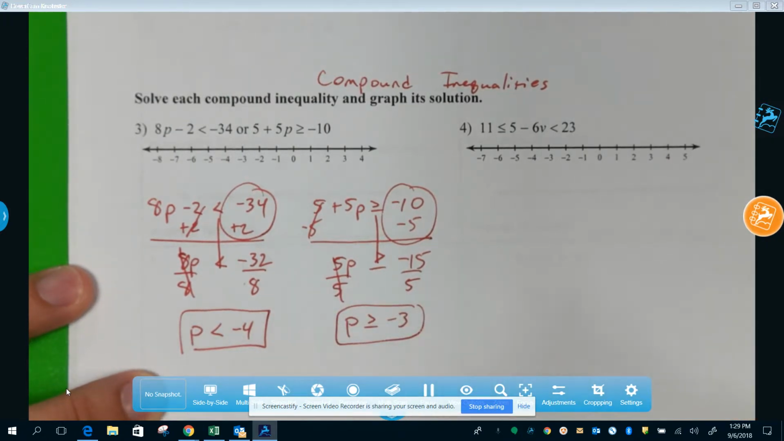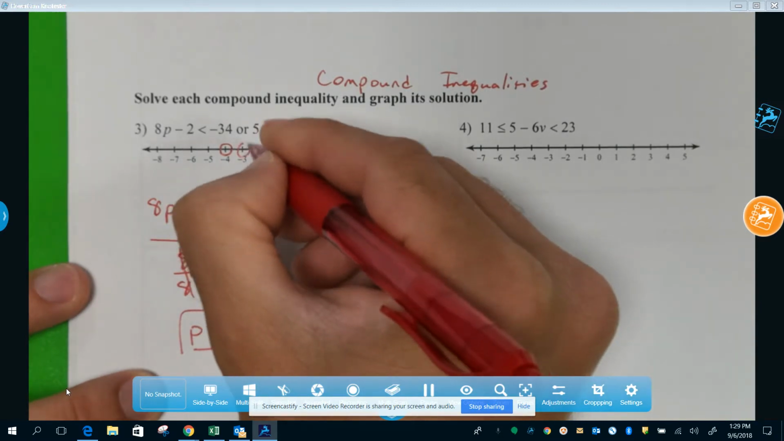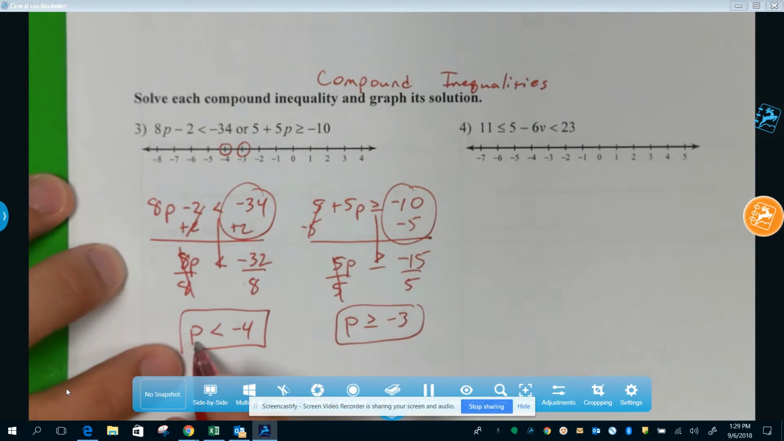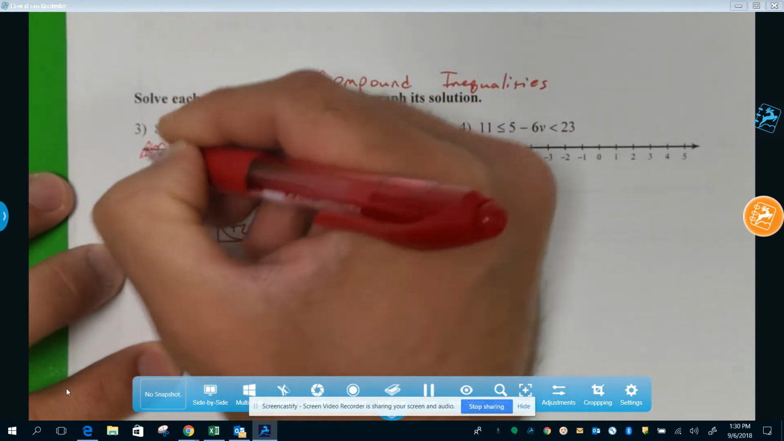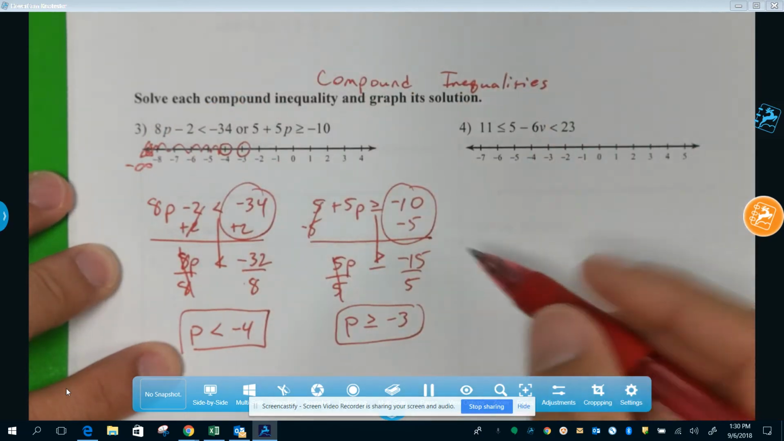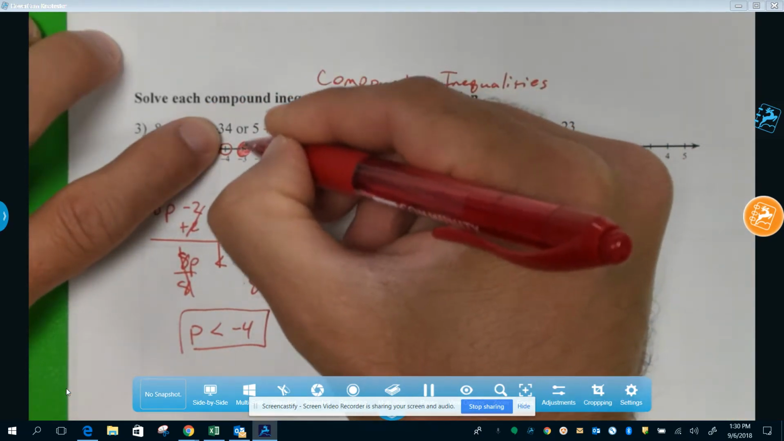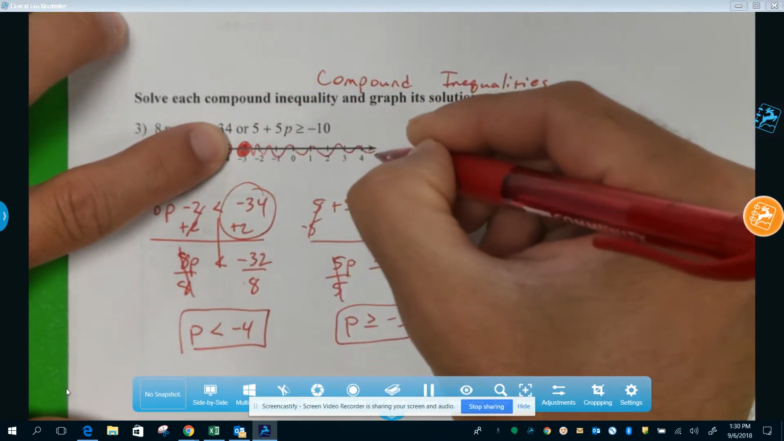So the two numbers I'm circling here are -4 and negative 3. Since it says "or," I should know what this is going to look like. They're going to shade outwards. This says my shading has to be less than negative 4, so we shade to the left of negative 4, that's to negative infinity. Now this one says greater than or equal to negative 3, so the negative 3 has to be shaded in since it's equal, and we shade greater than, so we shade to the right.